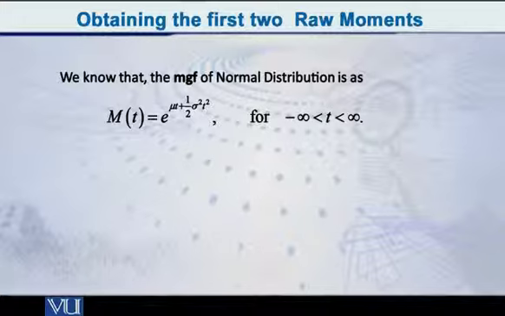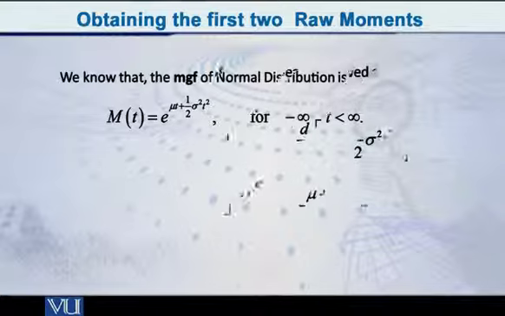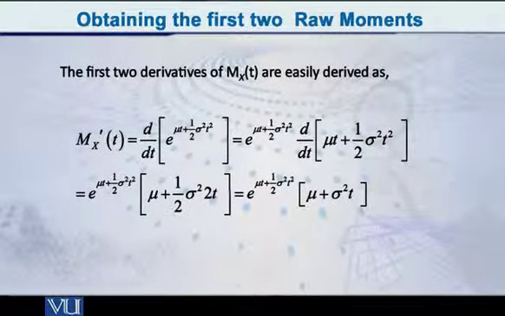The MGF of the normal distribution is well known all over the world, and it is given by M(t) is equal to e raised to mu t plus half t square sigma square. Now let us take its first derivative. M dash t is d by dt of e raised to mu t plus half sigma square t square.